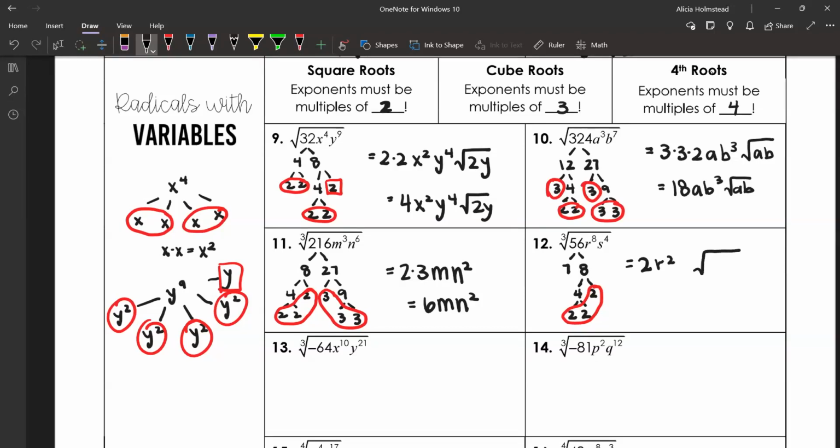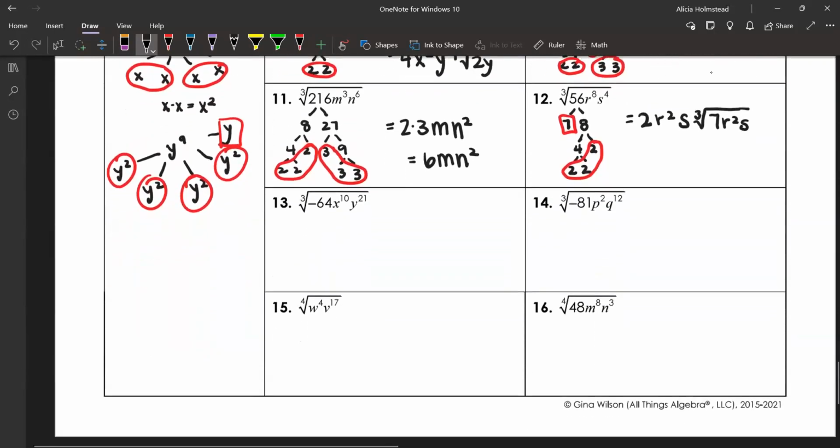With 2 left over. And then S, how many groups of 3? Well, 1 group of 3 with 1 left over. So then if I draw my radical, everything left over goes inside. So looks like I had a 7 left over. 2 R's and 1 S. So that would be that in simplified form.